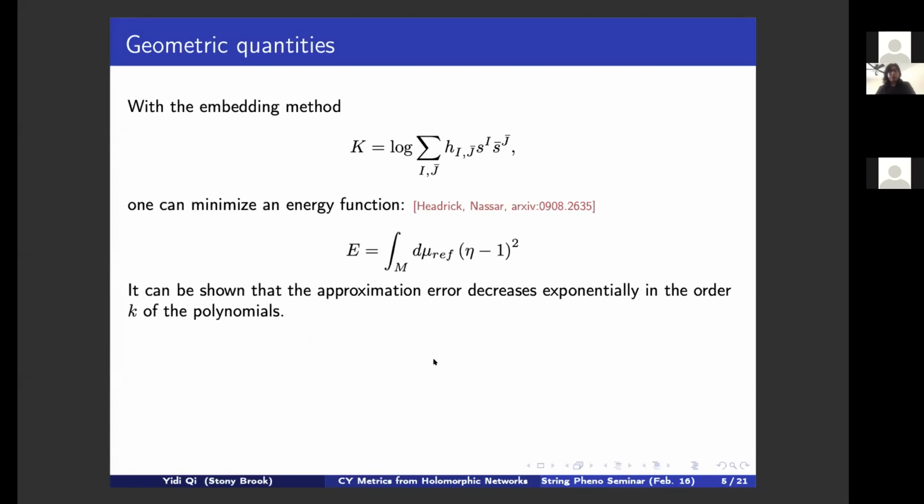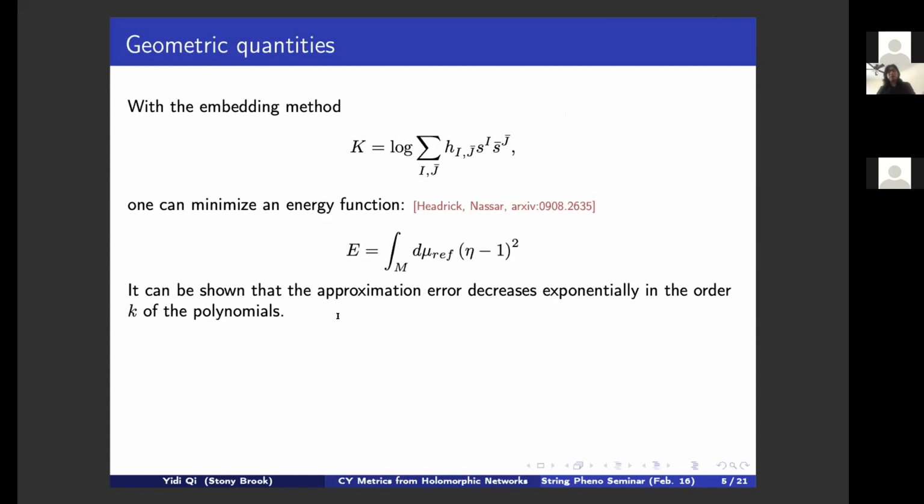Now with this embedding method proposed by Headrick and Nassar, we can minimize an energy function, which is defined as the integral of eta minus 1 squared over the whole manifold, where eta is the ratio of the two volume forms we just defined. By minimizing this energy function, we can get a good approximation of the Calabi-Yau metric, and we can show that this approximation error decreases when we increase the degree k of the polynomials.